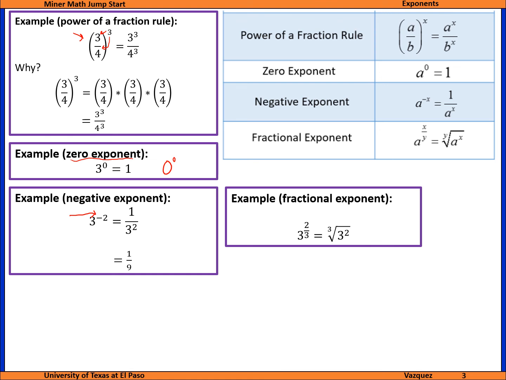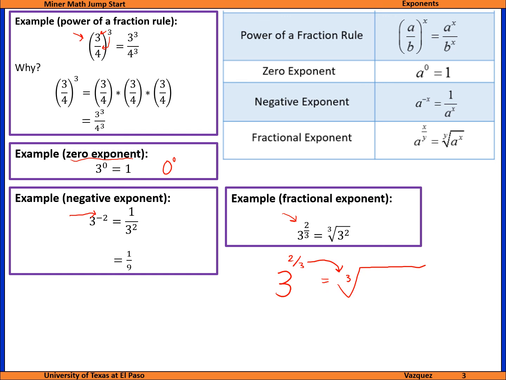And the last thing, the fractional exponents. Here we have 3 to the power of 2 over 3. I'll rewrite it so it looks a bit nicer. 3 to the power of 2 over 3. What happens with this is, as you can see, the 3 in the denominator becomes the index.